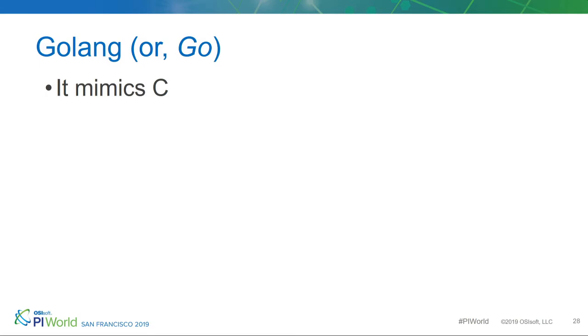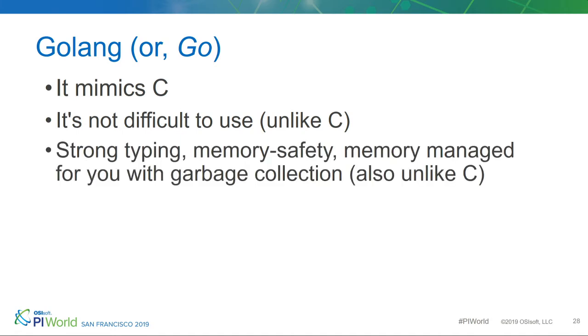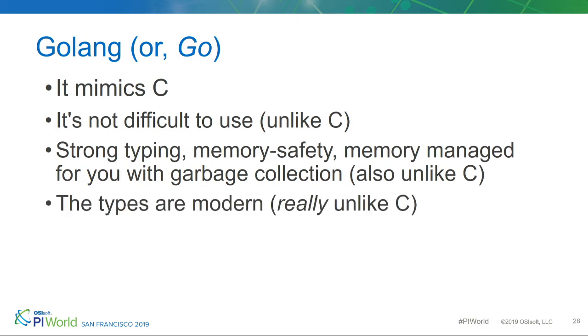So Golang is not difficult to use, unlike C. It's got strong typing, memory protection, the memory's managed for you, so there actually is a garbage collector, unlike C. The data types are modern, so like C doesn't have a Boolean type. They kind of fake it. There was a hack to put one on there. Same thing for strings. In C, you have a pointer to a character array. That's how strings are done in C. So you don't have to deal with that in this language either.